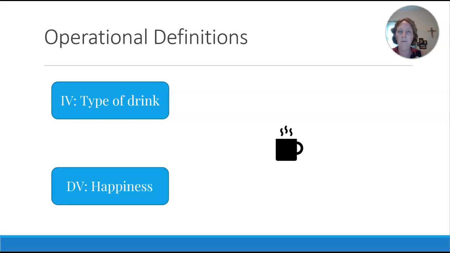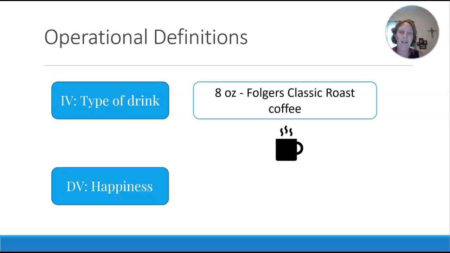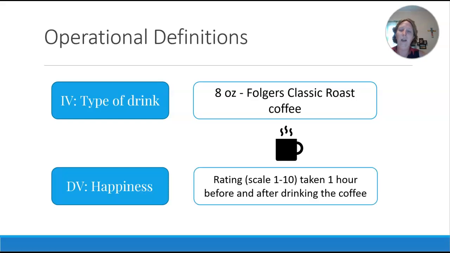So in this case, the IV, our type of drink, we're going to very clearly and specifically define it as 8 ounces of Folgers Classic Roast Coffee. That is concrete, black and white, the same no matter which researcher decides to do this experiment. And then happiness, we're going to develop a rating scale from 1 to 10, asking someone's opinion on their happiness taken 1 hour before and after drinking the coffee. That before and after piece is really important because if we're claiming that the coffee creates happiness, we need to be able to show a measurement both before and after.